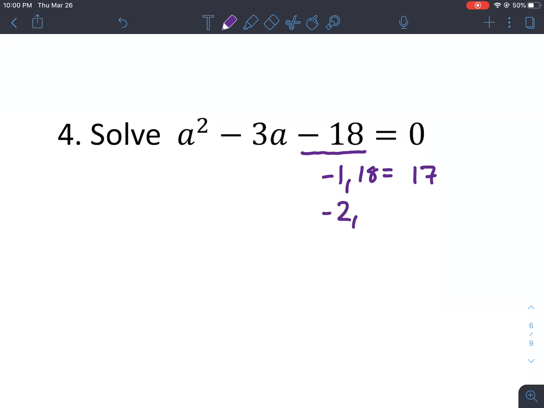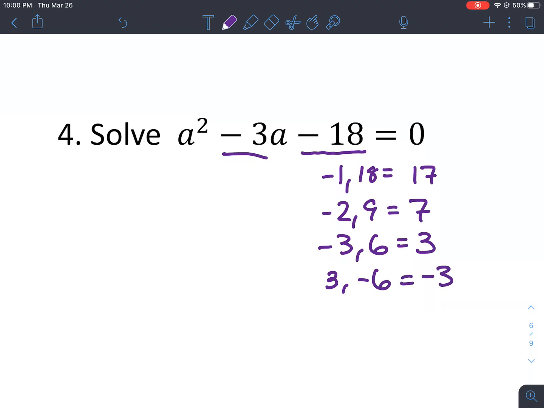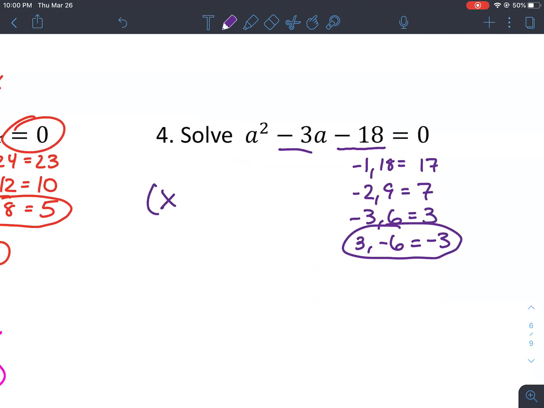Negative 2 and 9 comes out to be 7. Negative 3 and 6 comes out to be positive 3. And since we're looking for negative 3, that's our telltale sign that we just need to flip. Positive 3 and negative 6 comes out to be negative 3. So there are my two factors, 3 and negative 6. X minus 3, x plus 3, x minus 6.